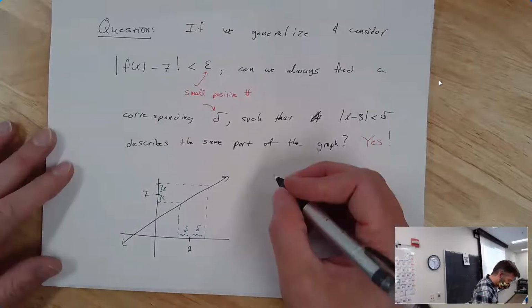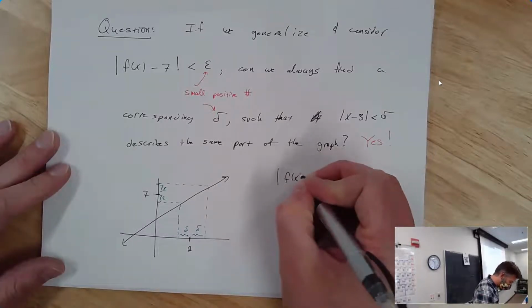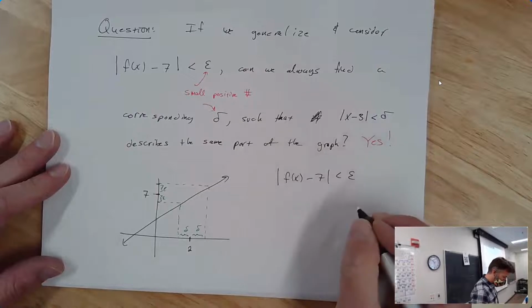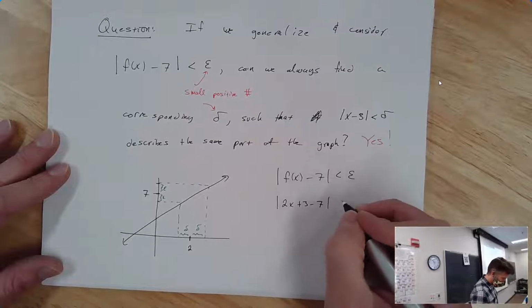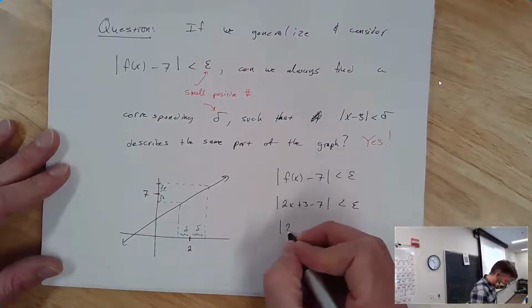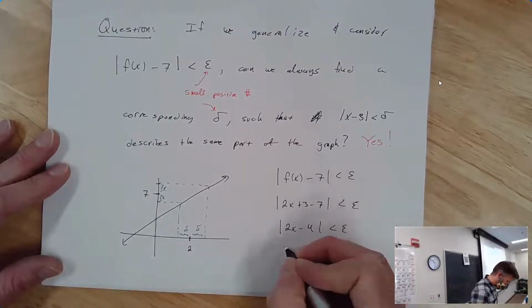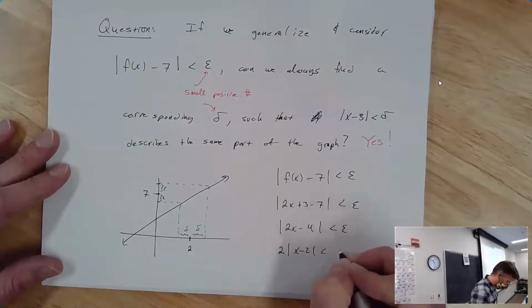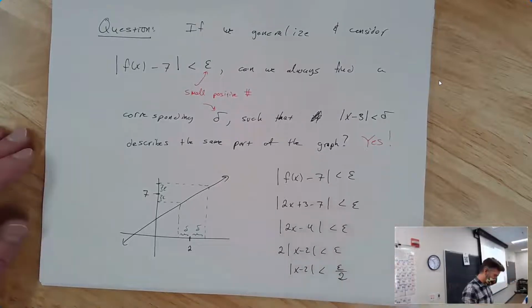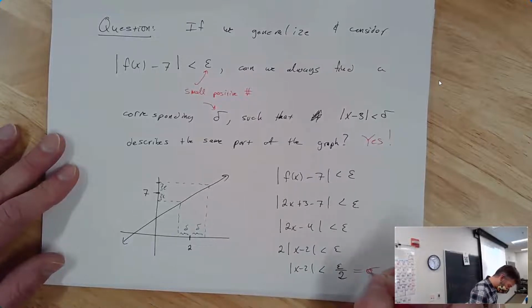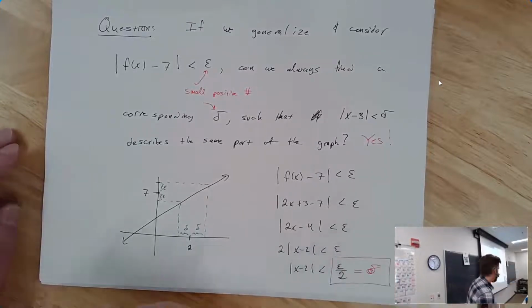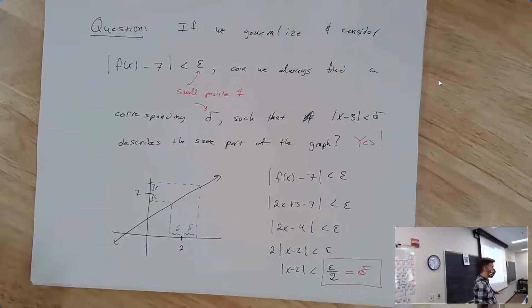So we can see that if we want the absolute value of f of x minus 7 to be less than epsilon, that's going to be equivalent to the absolute value of 2x plus 3 minus 7 less than epsilon. The absolute value of 2x minus 4 less than epsilon. 2 times the absolute value of x minus 2 less than epsilon. The absolute value of x minus 2 less than epsilon divided by 2. And that would be what we would say our delta was equal to. So whatever you pick for epsilon in this problem, delta has to be half of it.